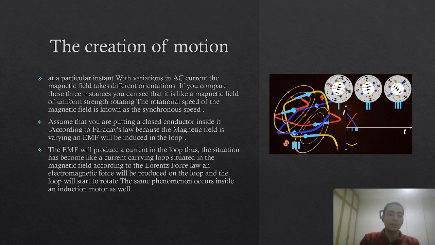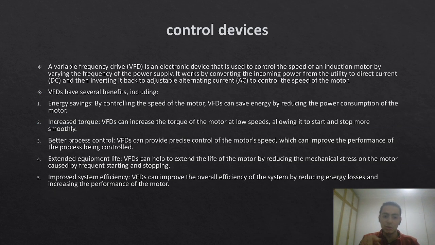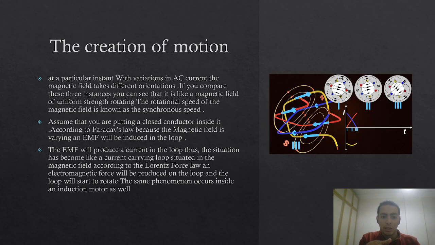If you compare these three instances, you can see that it's like a magnetic field of uniform strength rotating. The rotational speed of the magnetic field is known as the synchronous speed.